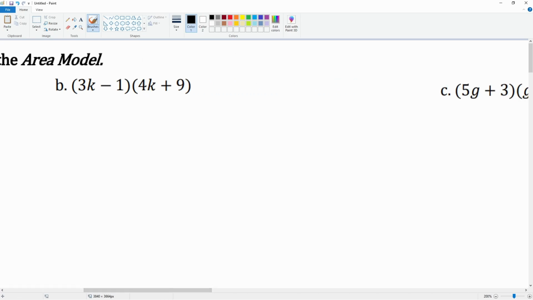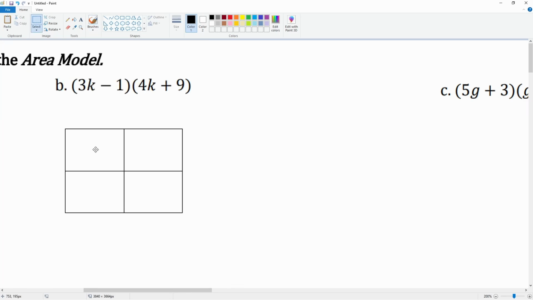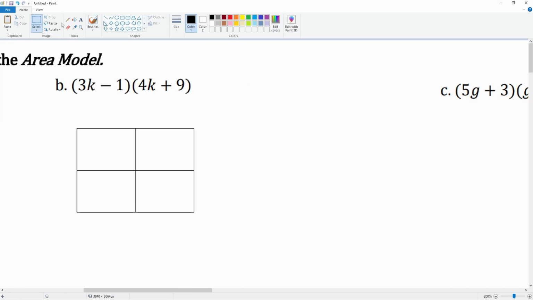Next, here we have question B. We have 2 terms times 2 terms, so the shape is going to be a 2 by 2 here. Let's fill in the values. 3k is the first, and the minus 1 is the second term. That goes left to right. And then the 4k, and then the plus 9, that goes up and down.